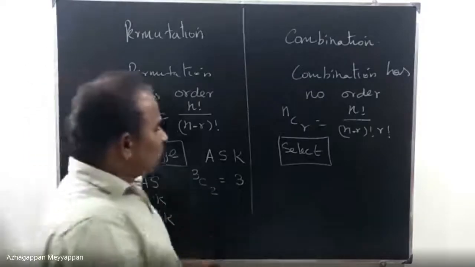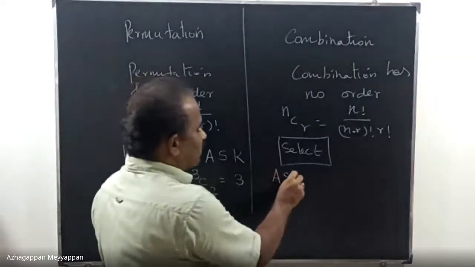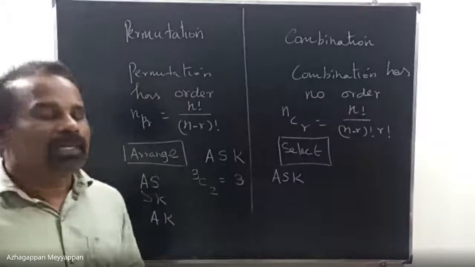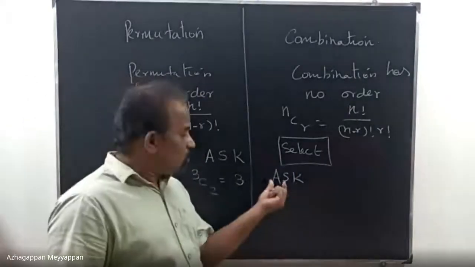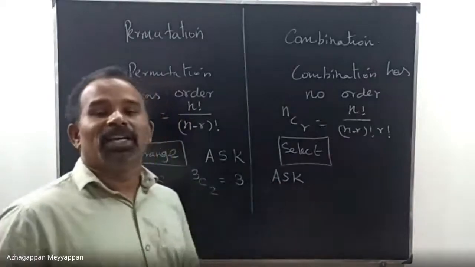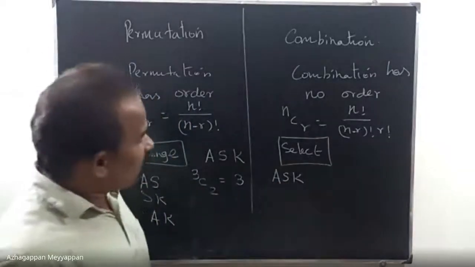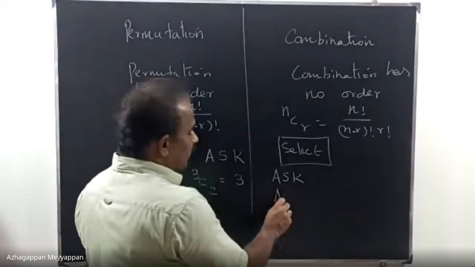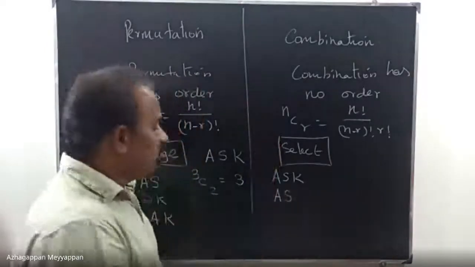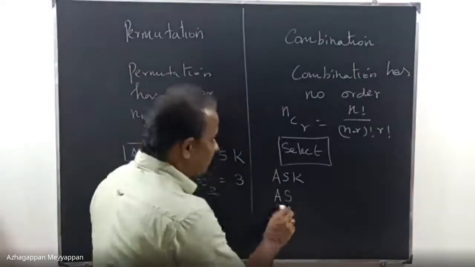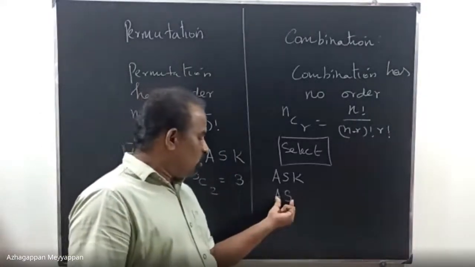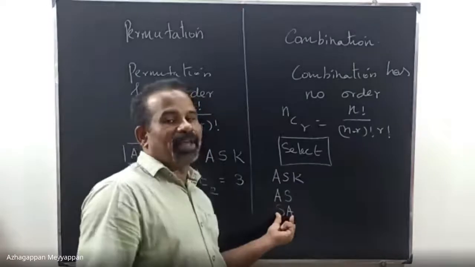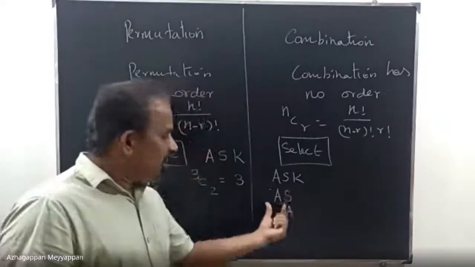Similarly, suppose I have one word, ASK. Suppose I have to arrange two-letter words out of these 3 letters. Now here AS is different from SA. AS is one word, and SA is different from AS. So here the order is there.